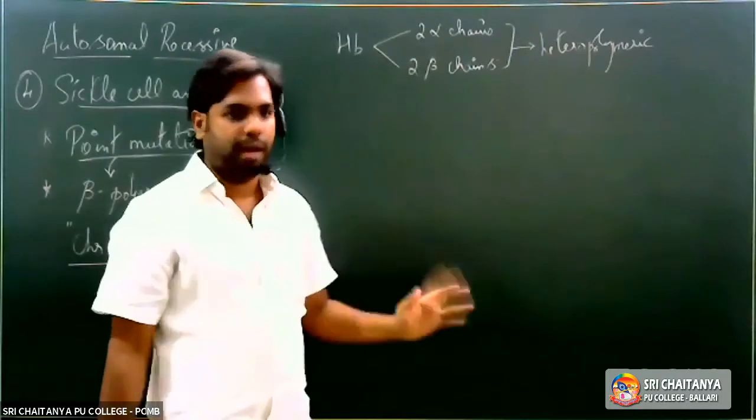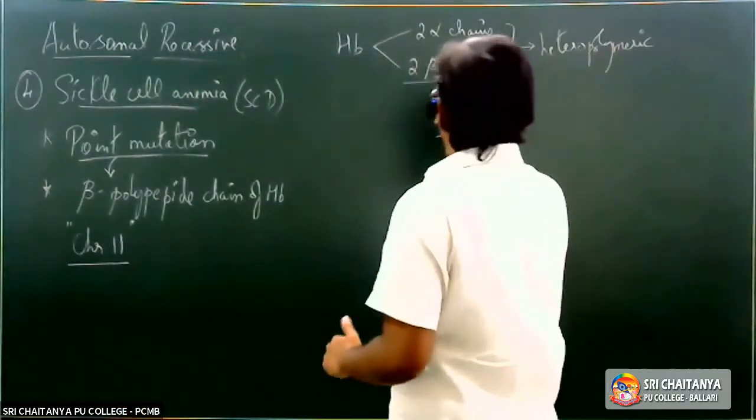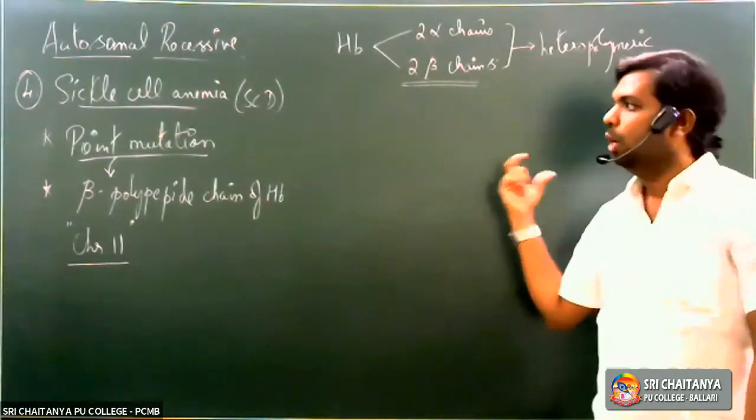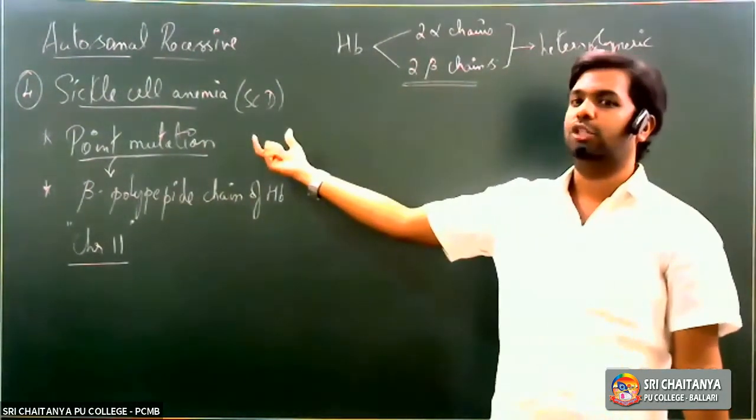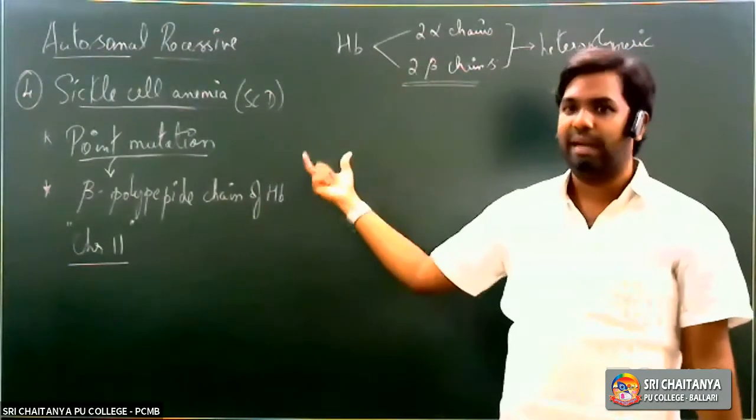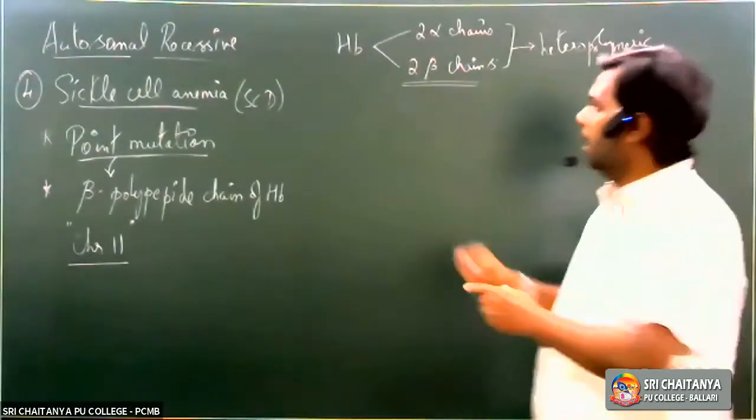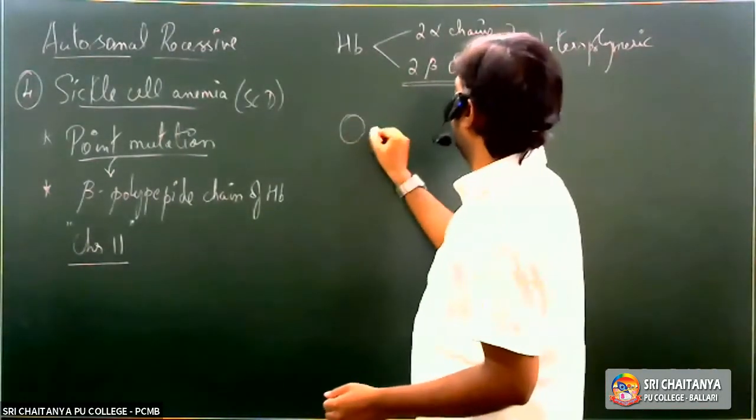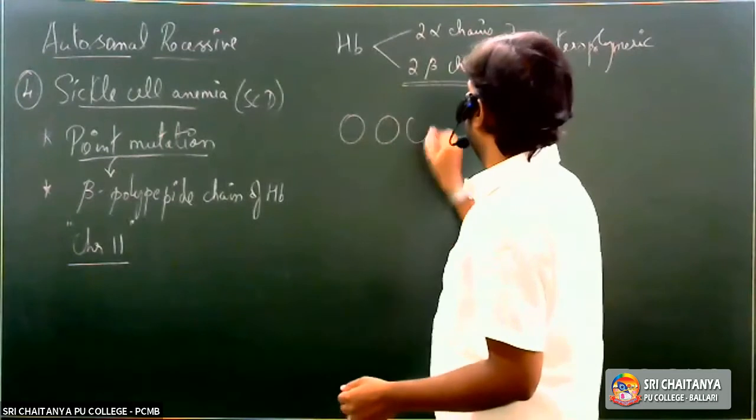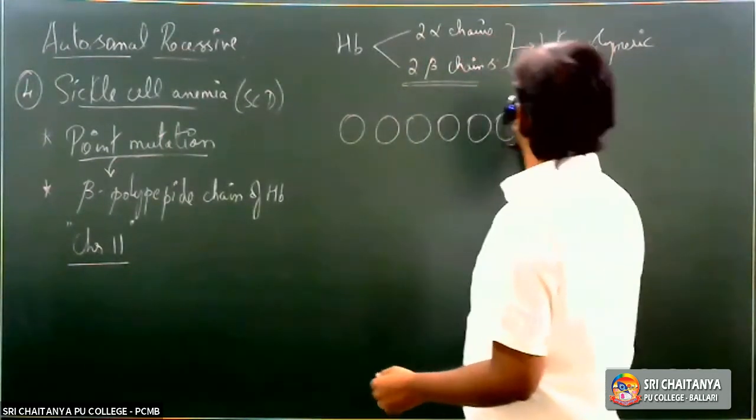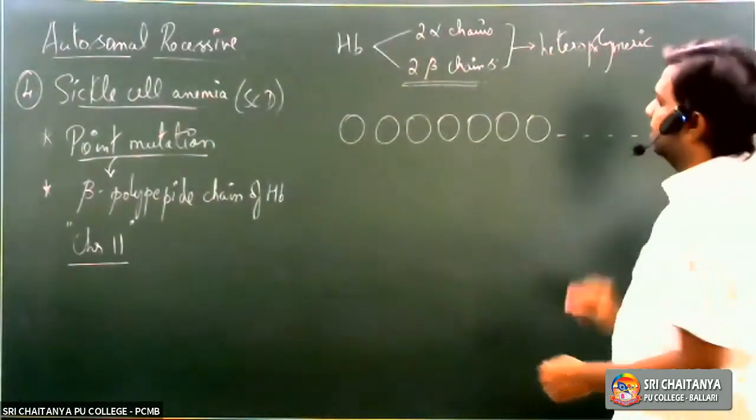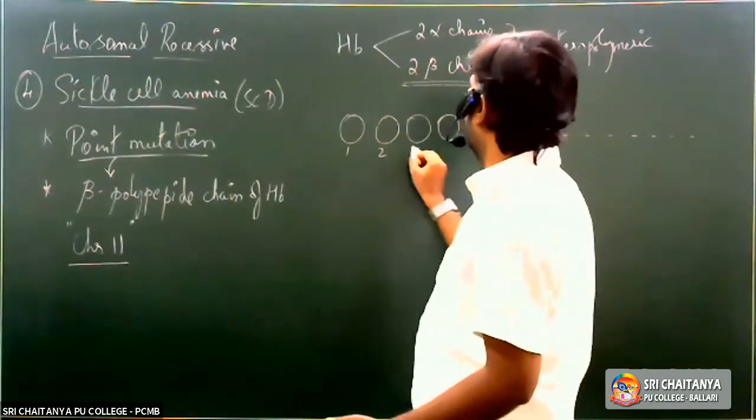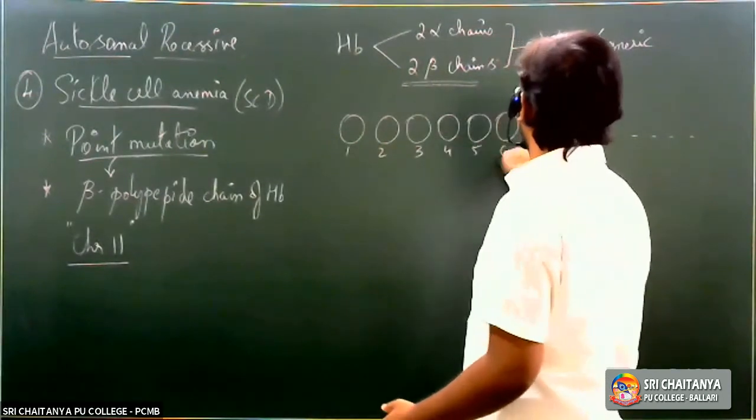Now, a mutation in one of the beta polypeptide chains would lead to this particular condition called sickle cell anemia. So what exactly is happening? If you see the beta polypeptide chain, there are several amino acids present: 1, 2, 3, 4, 5, 6, 7, and it goes on like that. We are actually interested in the 6th amino acid.